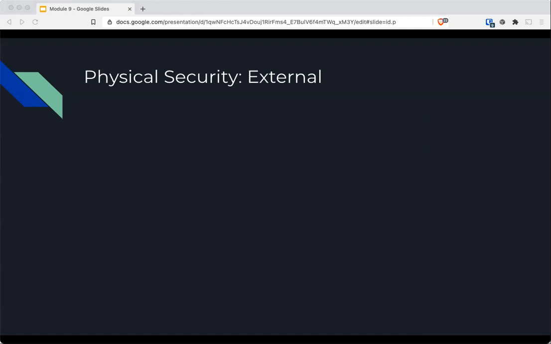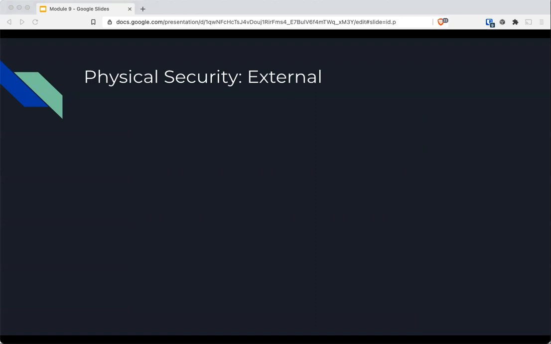Now that's the computer itself, and devices around that computer. Now let's talk physical security. To me, I believe physical security and digital security are one and the same and should be treated the same.